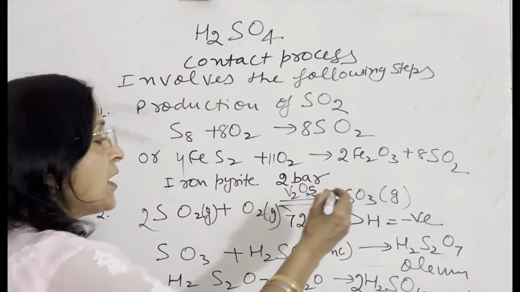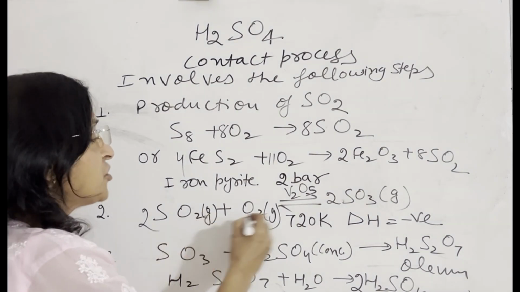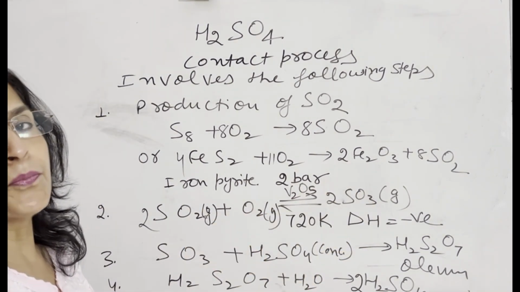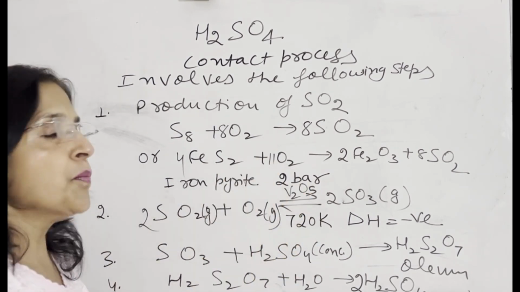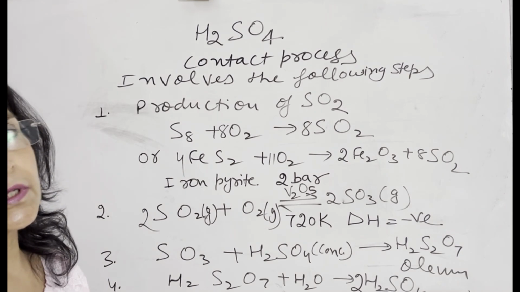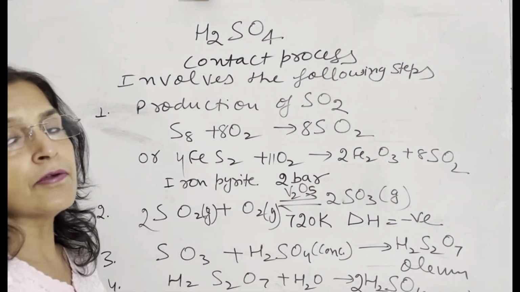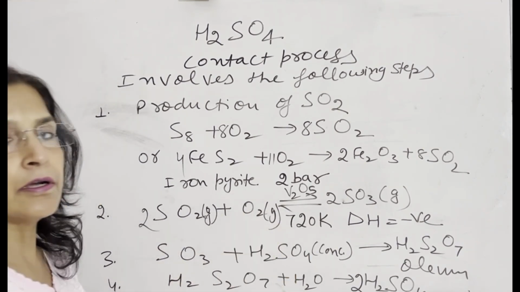To produce more and more sulfur trioxide, what conditions should we apply? In this reaction, there is a decrease in the number of moles. Therefore, at equilibrium, we should apply high pressure. The pressure used for the reaction is 2 bar. Vanadium pentaoxide is used as a catalyst. The reaction is exothermic in nature, therefore low temperature will favor the forward reaction. The optimum temperature kept for this reaction is 720 Kelvin.